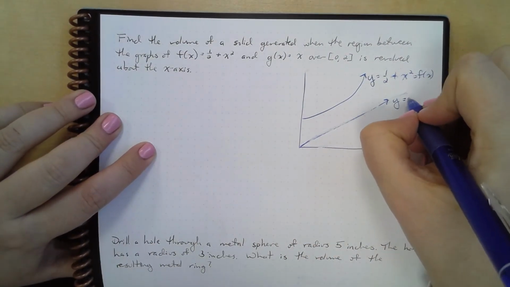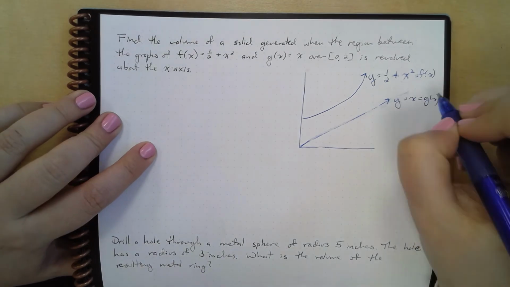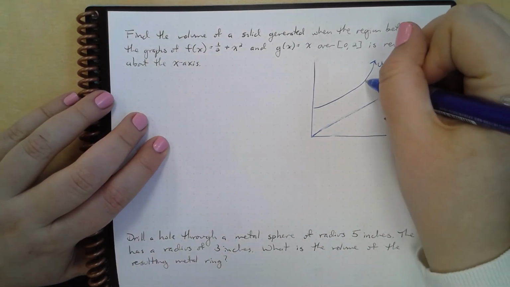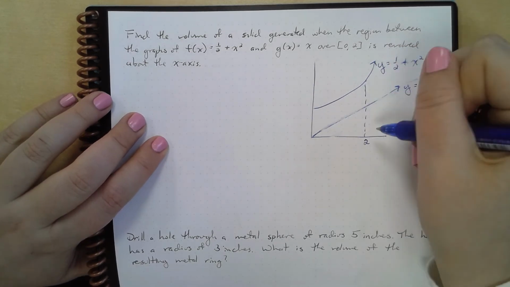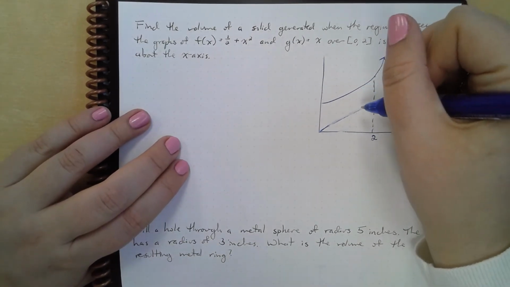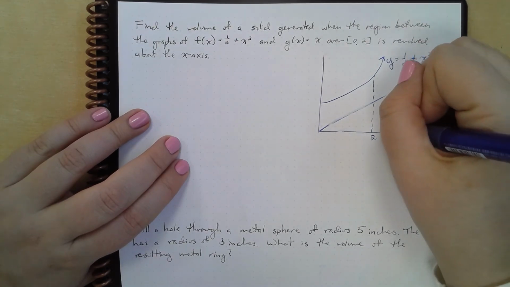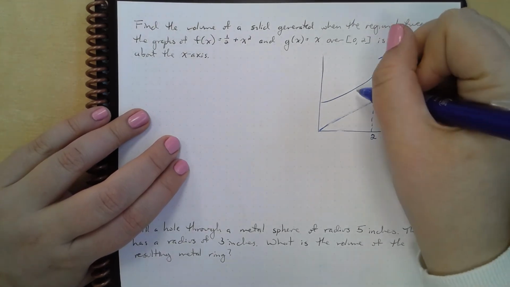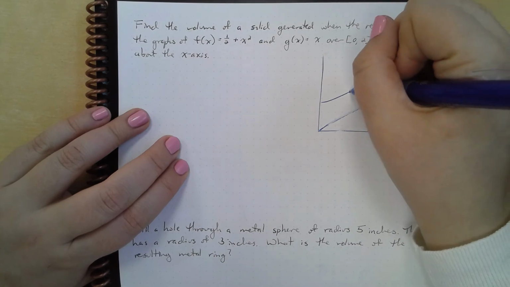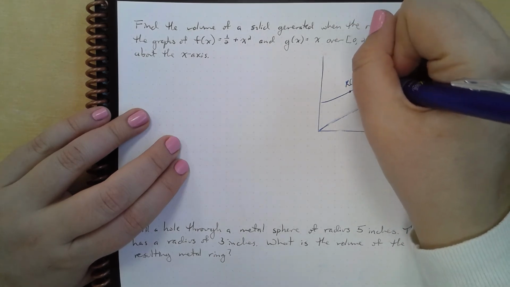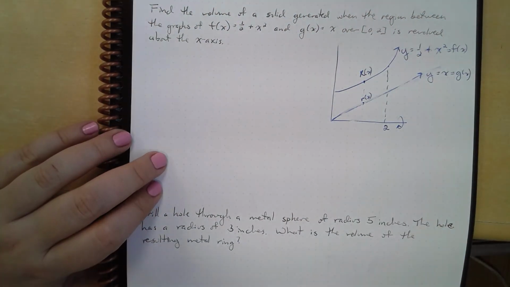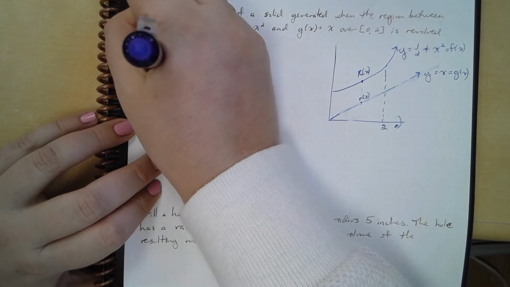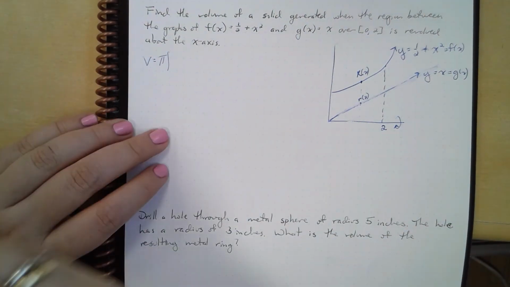So y equals x, which is our g of x, okay? And we're going from 0 to 2. So this is 2 here. And if we're revolving this about the x-axis, then this is going to be our outer, our big R, and this is going to be our inner, our little r.